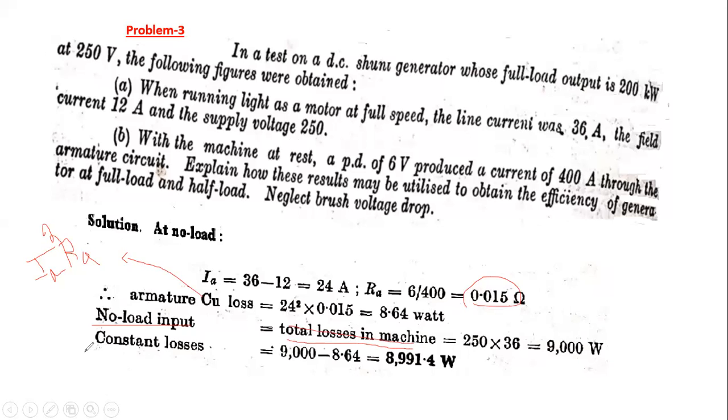Next we calculate the constant losses. What is the formula for constant losses? That is input minus armature copper losses. Constant losses is equal to input minus armature copper losses. Then we obtain the constant losses.